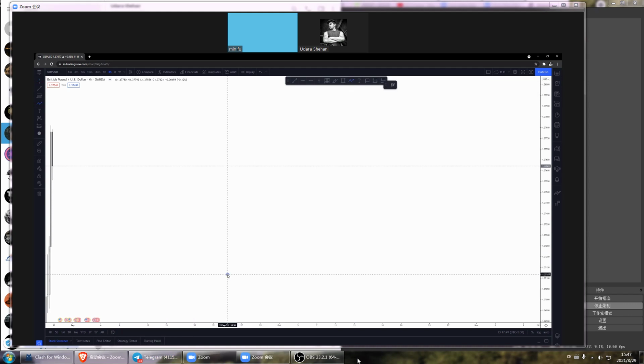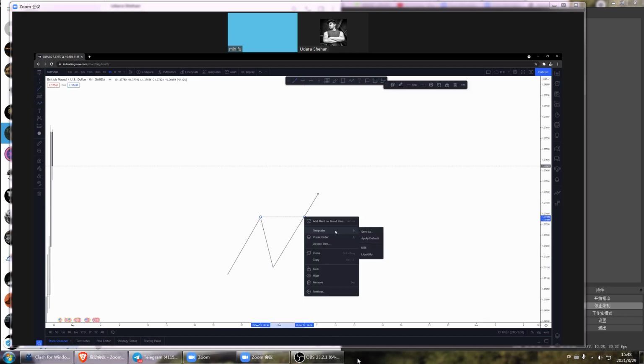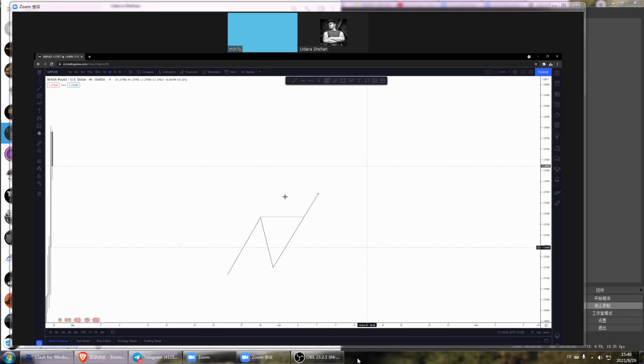Price can do something like this: higher highs, higher lows, higher highs. And we had a break of structure right here. After a break of structure happens, a new trading range will be created. Now our trading range is from this low right here to this high right here. That is our new trading range.